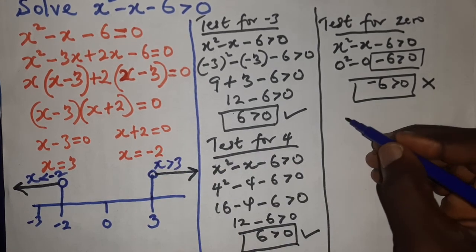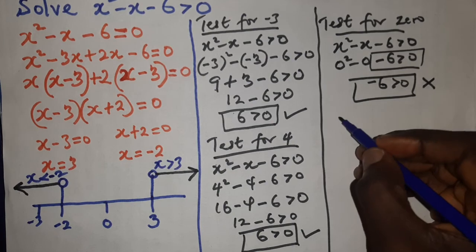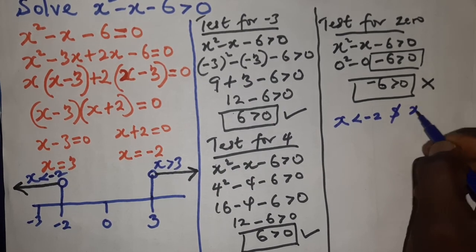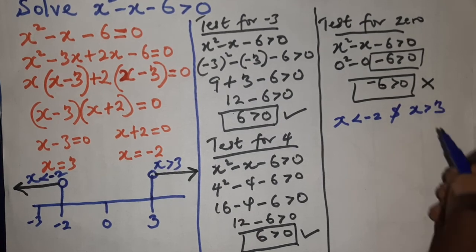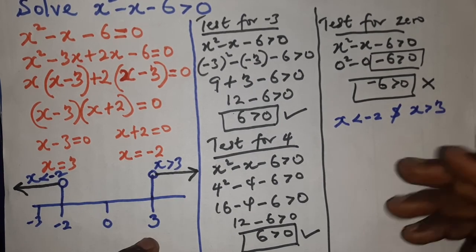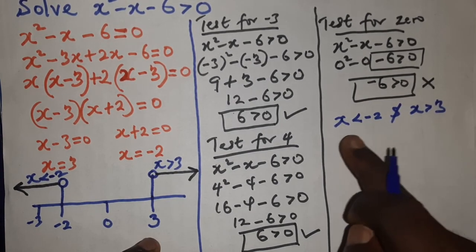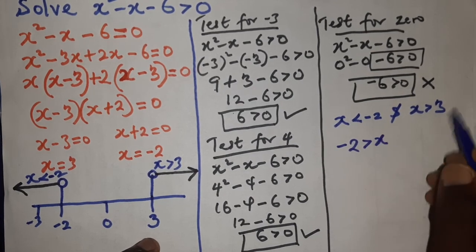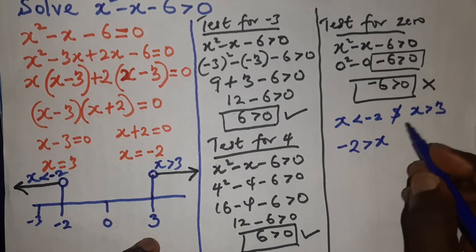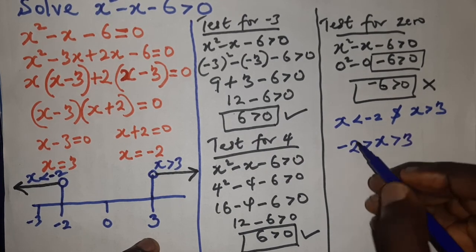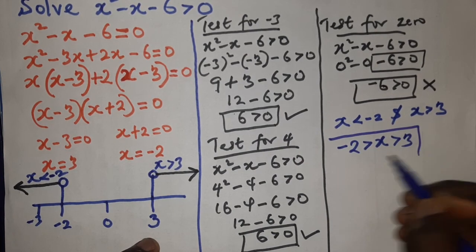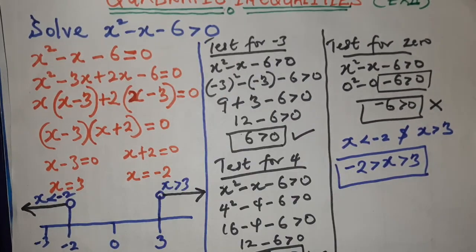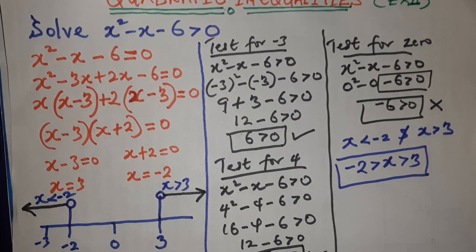Then combining the inequality, write the smaller one first. x is less than minus 2 and x is greater than 3. You could combine into a set builder. So start with the smaller value, minus 2. If x is less than minus 2, it means minus 2 is greater than x, and then also greater than 3. So that's it. These are the range of values that satisfy this quadratic inequality. Very simple and interesting.